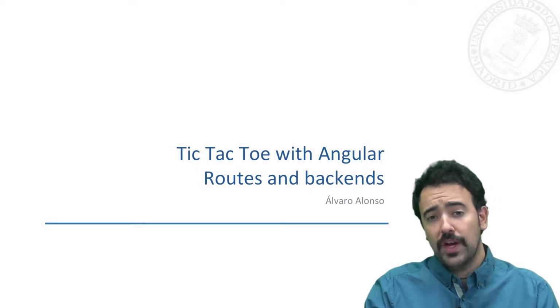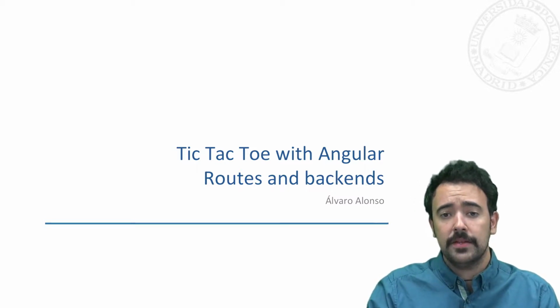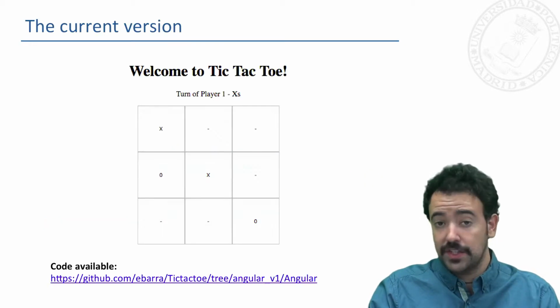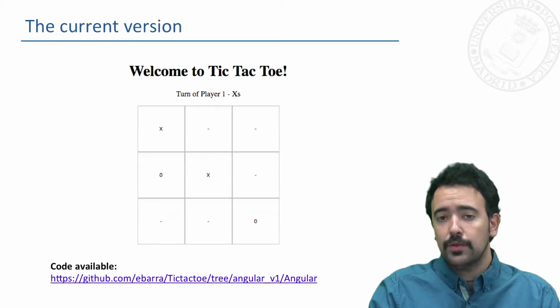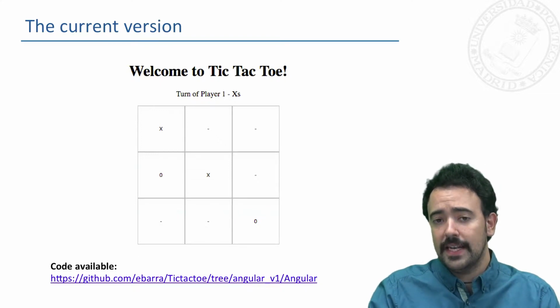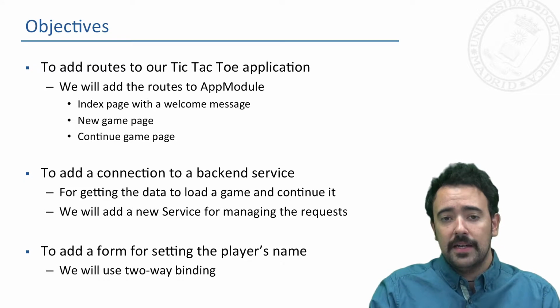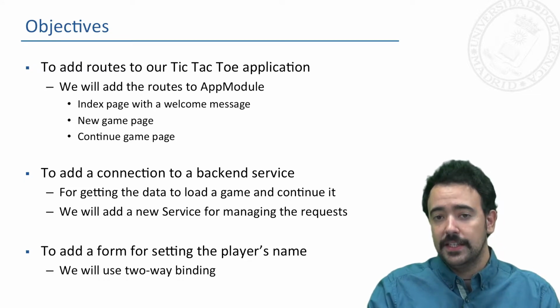In this video, we are going to start the development of a simple page application in which we are going to explore the routes management and the connection to backends in Angular. In order to develop our simple page application, we are going to take as a starting point a tic-tac-toe game developed with Angular that you can find at the link you can see in this slide. We are going to improve this application, this tic-tac-toe game, by achieving the objectives you can see in this slide.